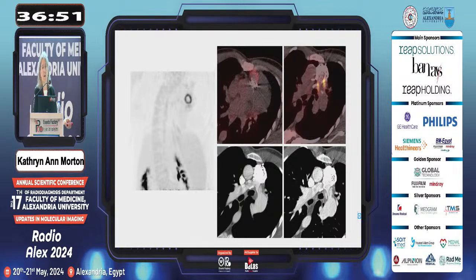This is an example of a patient. This patient had tetralogy of Fallot. He was an adult patient but had congenital heart disease, and you see this circular area of uptake. This was a pulmonary outflow graft in this patient that became infected.